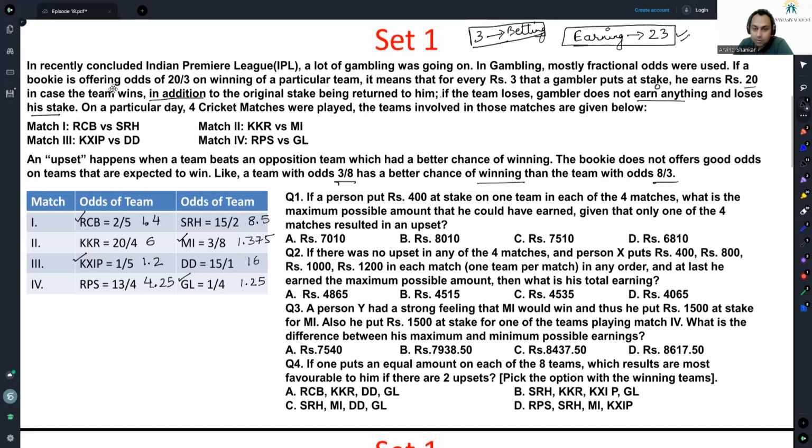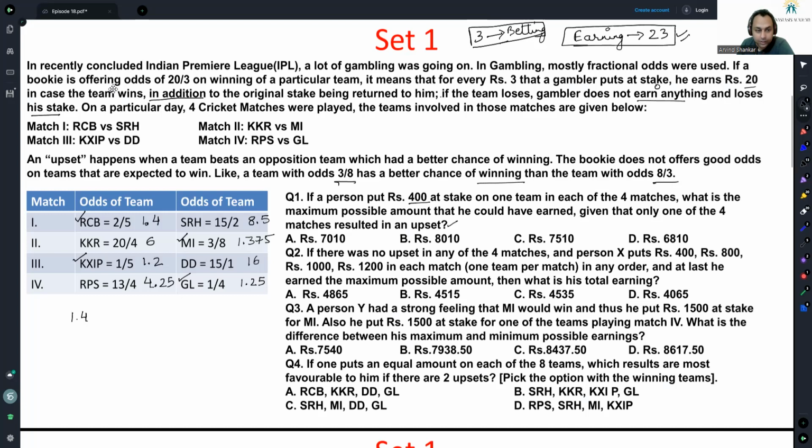If a person put 400 at stake on one team in each of the 4 matches, what is the maximum possible amount that he could have earned, given that only one of the 4 matches resulted in an upset? So now I have to see which match should be an upset, and in every other match, there should be normal outcomes or the expected team should win. So if there was an upset in match 3, instead of a return of 1.2, you end up getting a return of 16. So this is the match where the upset should take place. Everywhere else, the normal team will win.